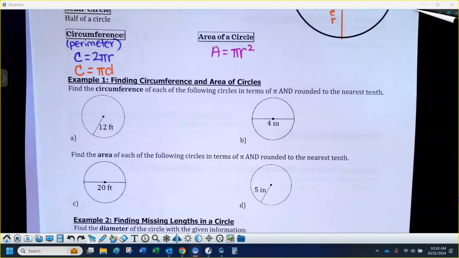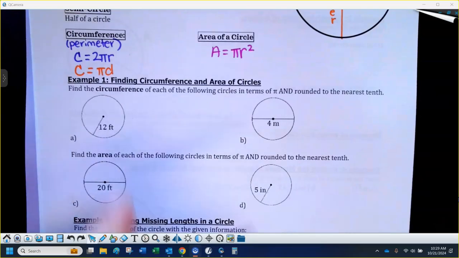Okay, so we're just going to practice these two things real quick. And I'm going to have you write them in two different formats because some of the questions are going to ask you to leave the answer in terms of pi. This is kind of like leaving it in radical form and then rounded to the nearest tenth. So I'll show you where the buttons are on the calculator.